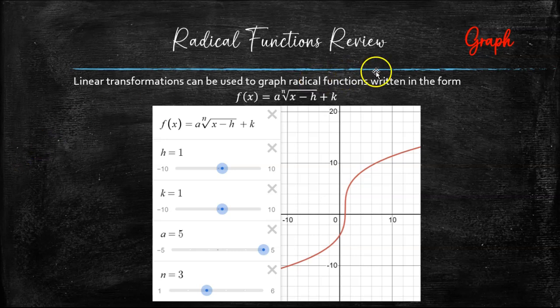So to graph a radical function of this form, you pretty much take the parent function and just shift it h units to the right and k units up. If k is negative, you go down. If h is negative, you go to the left.